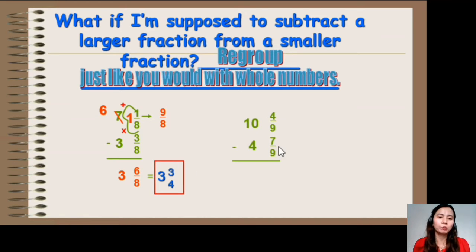We cannot easily subtract 4 minus 7 because 7 is greater than 4. Okay, so, manghiram tayo sa 10 ng 1. So, 9 times 1 plus 4, that is 13 over 9. 13 over 9 minus 7 over 9, 13 minus 7, that is 6. Then copy the denominator. 9 minus 4 is 5.